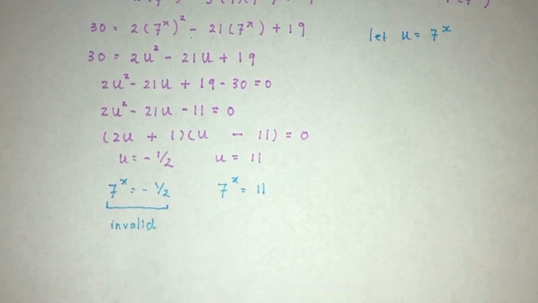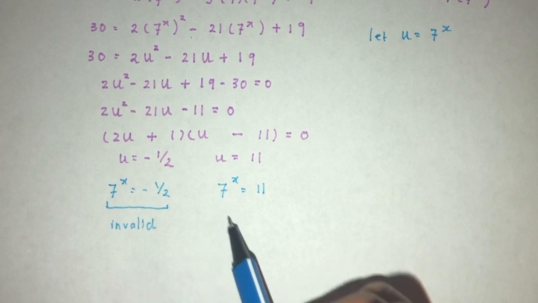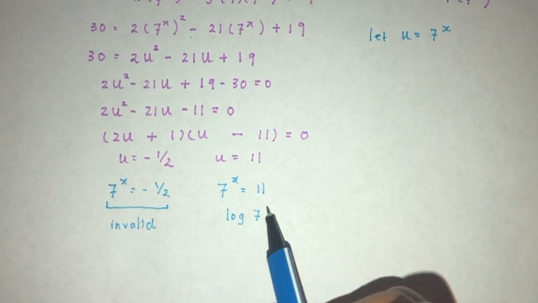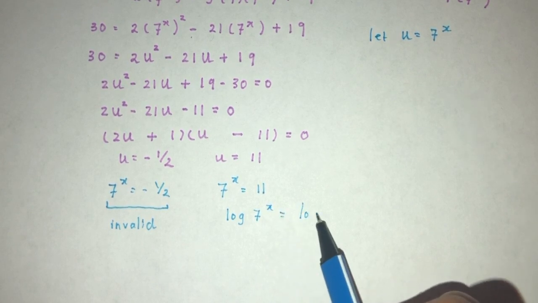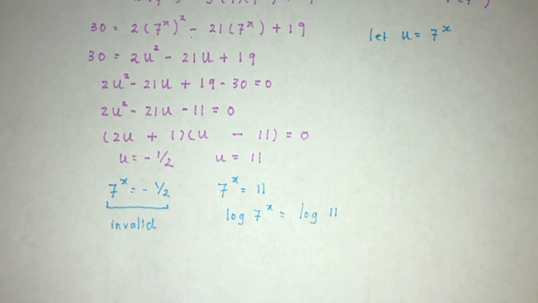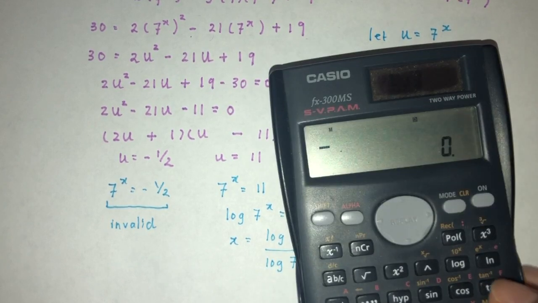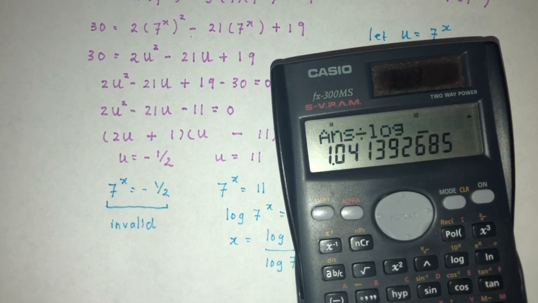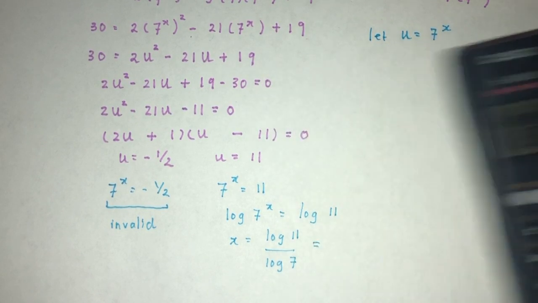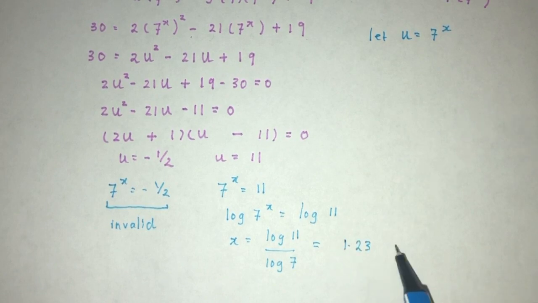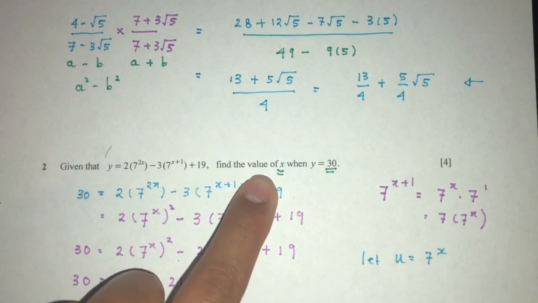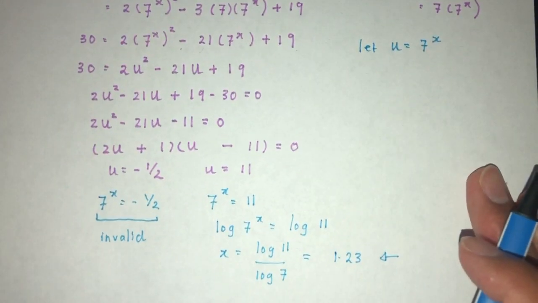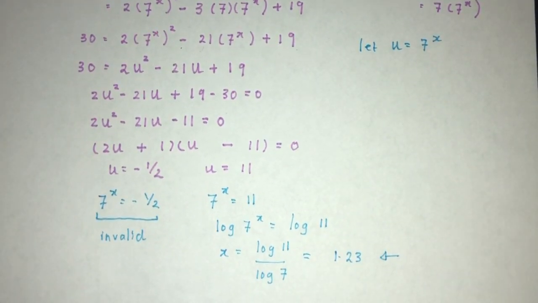So there's a way we can do this, is we can use logarithms. For example, if you take log on both sides, you will have log of 11. Now what else? We can send this over here. That will be x, that will be log of 11 divided by log of 7. So log of 11 divided by log of 7, that will be 1.23 correct to 3SF. And that will be the value of x, so only one value, the value of x will be 1.23. And that will be your question number 2.